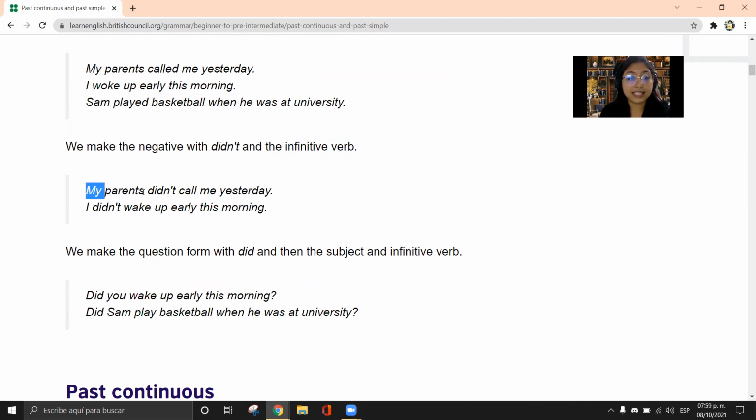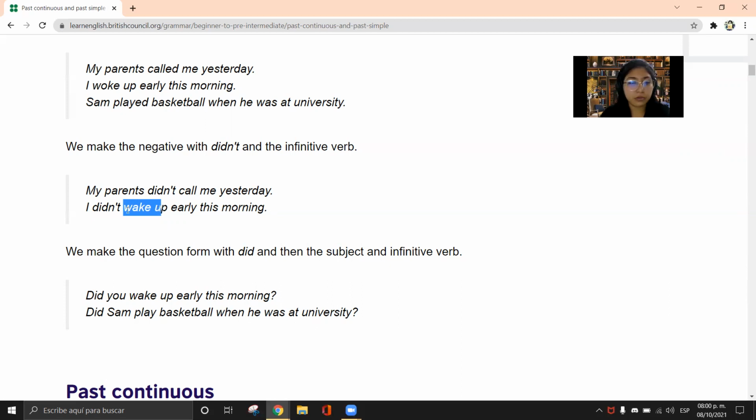My parents didn't call me yesterday. So here the main verb is not in the past form, called. The reason for this is that the auxiliary verb didn't already gives us the idea that this sentence is in the past, so we don't need two verbs in the past, right? It would be a mistake to say "didn't called," all right? So don't do that. Another example, I didn't wake up early this morning, okay? Again, we have didn't with the verb wake up, the base form or the infinitive.